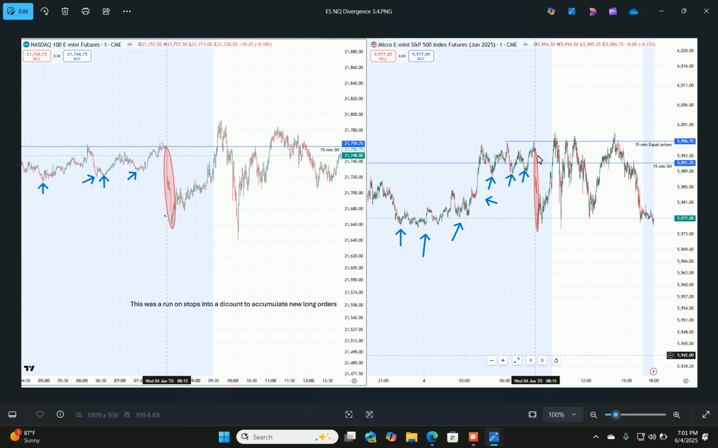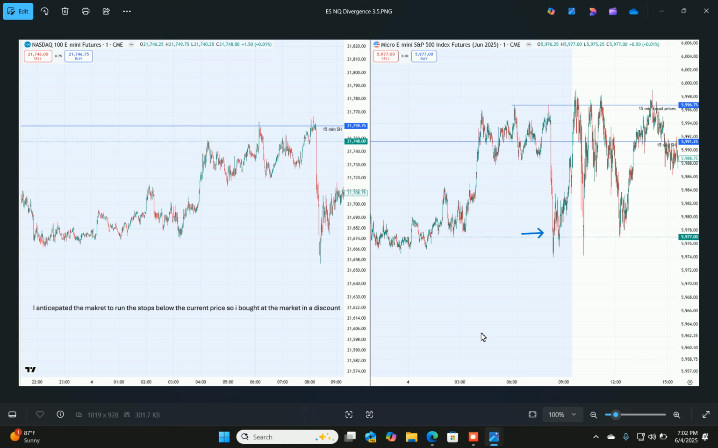This is the low. So I circled the price run. This was a run on stops into a discount to accumulate new long orders. The market dropped down real fast and real violently to basically go into a discount. Same thing over here with the NQ. These were the discounted prices, and the market ran through those prices real fast. Drawing so that you can see a little bit better, this is the run. This is when the market just dropped down.